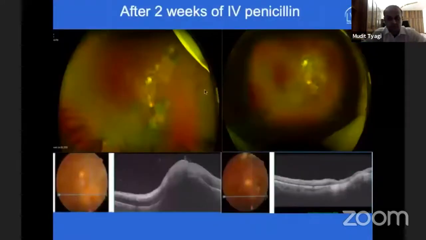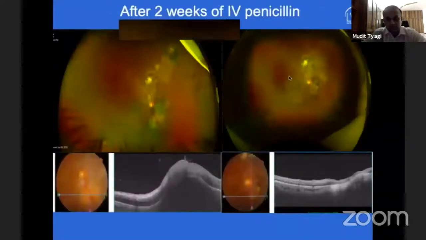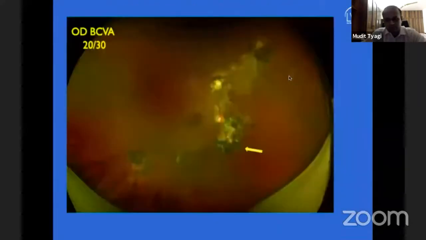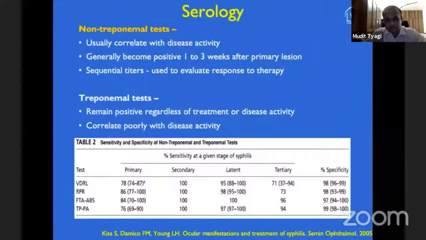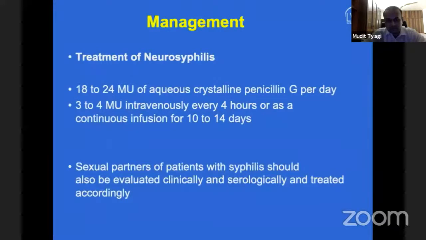So this is what we see after 2 weeks of IV penicillin. Most of the lesions have regressed completely. And at 1 month, the patient visual acuity had improved to 20/30. So it's important to remember that when it comes to syphilis, the treponemal tests like TPHA stay positive regardless of treatment or disease activity. And like I had said earlier, they have got a high sensitivity and specificity for ocular syphilis as compared to VDRL, which is a non-treponemal test. Treatment of syphilis is on lines of what you do for ocular syphilis is similar to that of what we do for neurosyphilis, with 18 to 24 million units of aqueous crystalline penicillin G given for 14 days.